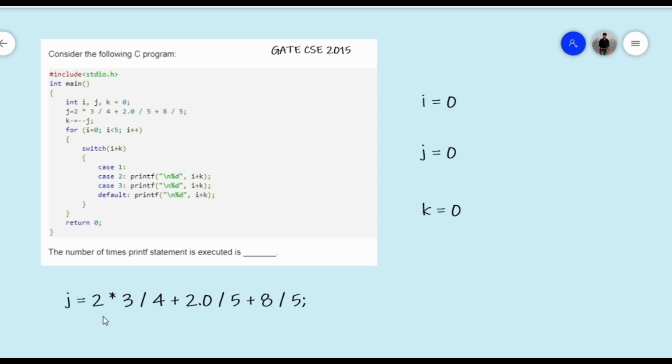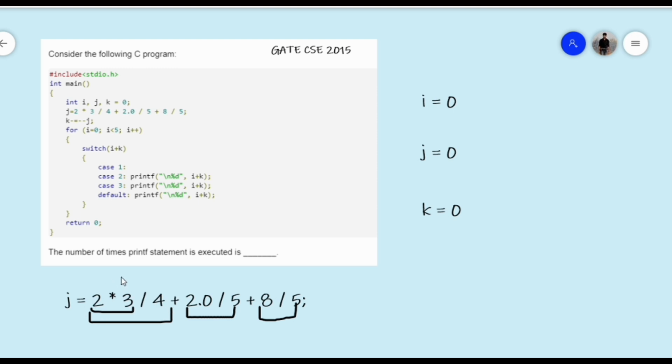Firstly we will calculate those operators which have higher priority. Plus, in comparison with multiplication and division, will have lesser priority. So first we will calculate this, after this we will calculate this, and after that this one, and at last we will perform this plus operation. So 2 into 3 will be 6, and 6 divided by 4 is 1 point something.